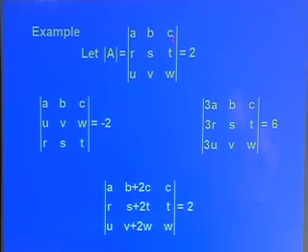Now, this matrix is obtained by replacing the second column as b plus 2c, s plus 2t, v plus 2w. This is actually obtained by adding 2 times the third column to the second column, C2 plus 2 times C3. So each element of the second column will become b plus 2c, s plus 2t, v plus 2w, and the result will not be changed; it will remain as 2 only. So this determinant and this determinant both have value 2.